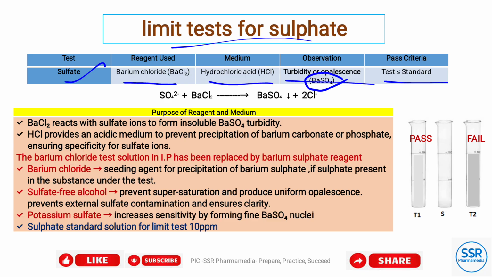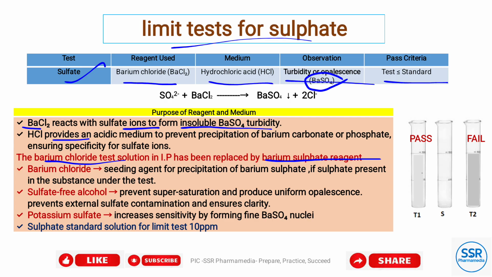Barium chloride reacts with a soluble sulfate ion to form insoluble barium sulfate, making the solution turbid. And HCl provides an acidic medium to prevent precipitation of barium carbonate or phosphate, ensuring specificity for sulfate ion. The barium chloride test solution in IP has been replaced by barium sulfate reagent.